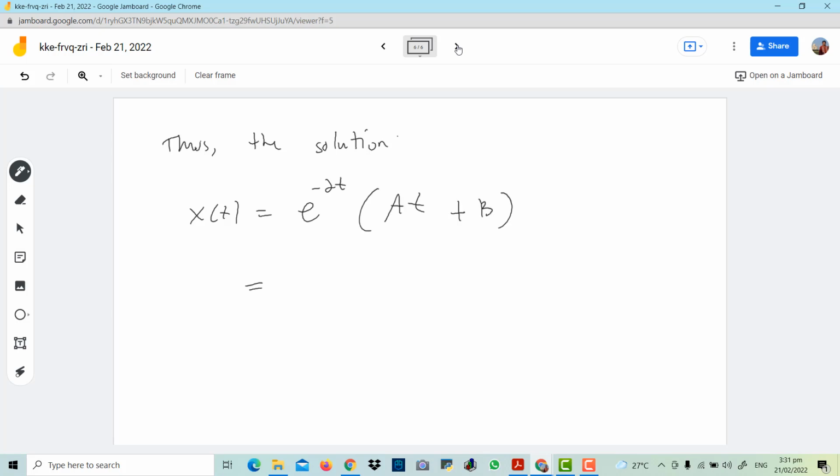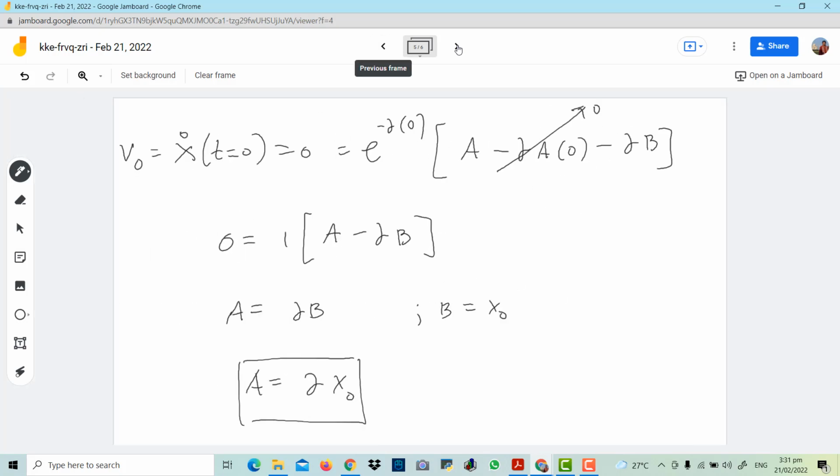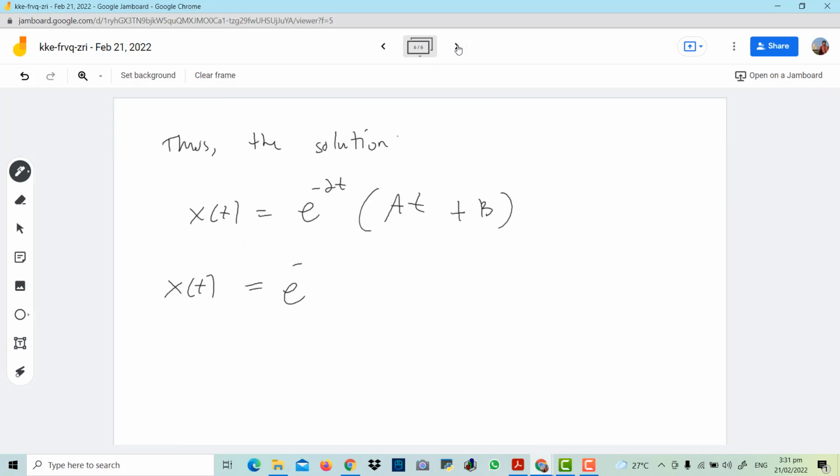This is equal to x to the t, e to the minus... take note, gamma is what? A is kana, b is equal to x naught, okay? And then gamma is equal to 2 pi. Okay. Gamma is equal to 2 pi. So therefore, a is equal to gamma x naught t plus x naught.